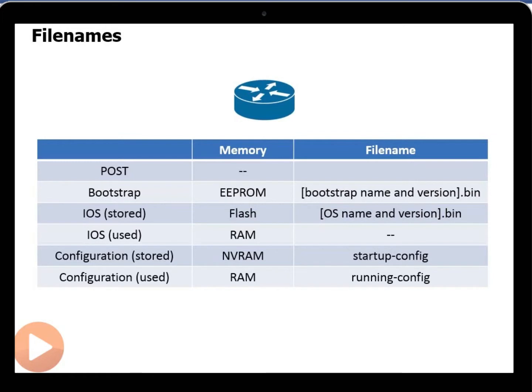So let's take a look at the files then. So here are files that we need. POST doesn't require a file. Our bootstrap file, located in EEPROM, is going to be some file name .bin. When we boot up the router, we're going to see this, and actually in our router configuration demo, I will show you where all of this information is and where it's stored.